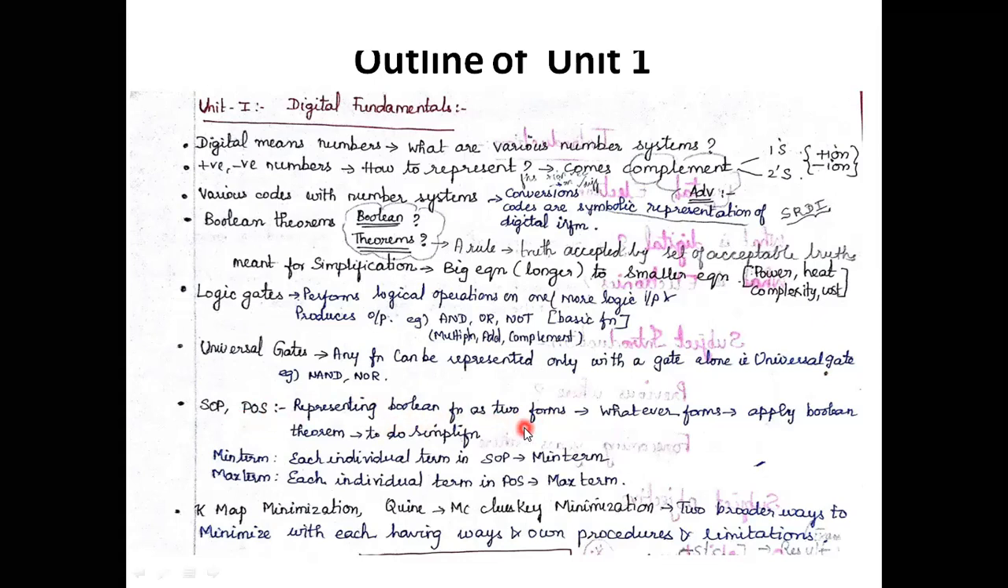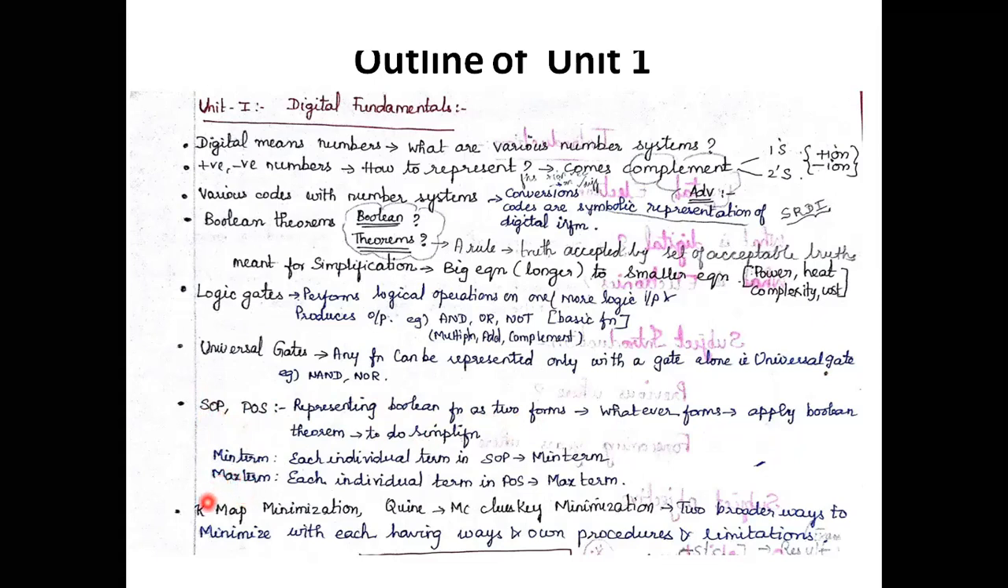Representing a Boolean function in these two forms, whatever the form, we want to apply the Boolean theorems and go for simplification. In the sum of products form, each individual term is called a min term, and in the product of sums (POS) form, each individual term is called a max term.